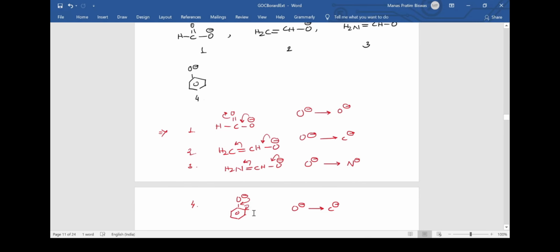So you can show this in a more prominent way, like it can go further in a cyclic manner, as I said, and then C minus will eventually be here in this carbon. It doesn't matter, because ultimately what we are getting is C minus. So in this fourth example, I have summarized that in the first example, initially it was O minus and this was the final state O minus, and in the second it was O minus to C minus, third it was O minus to N minus, and fourth it was O minus to C minus.